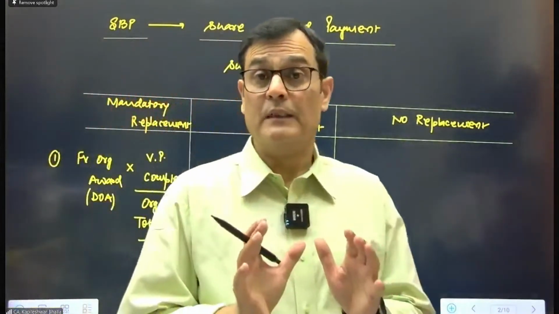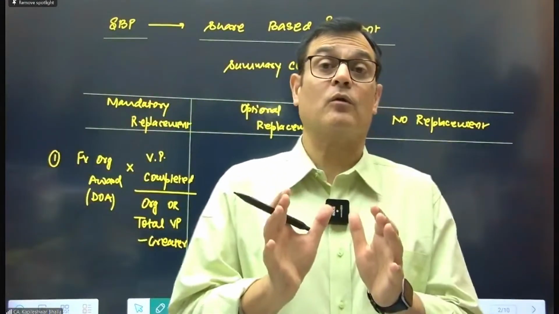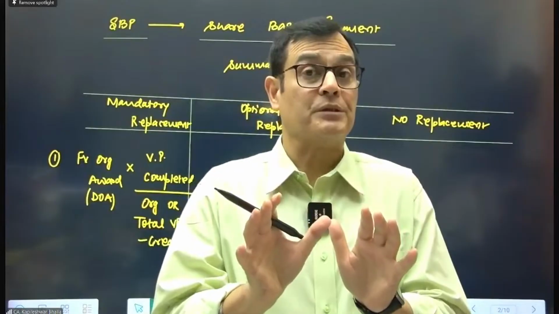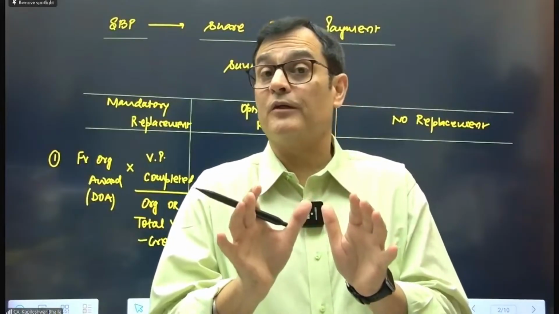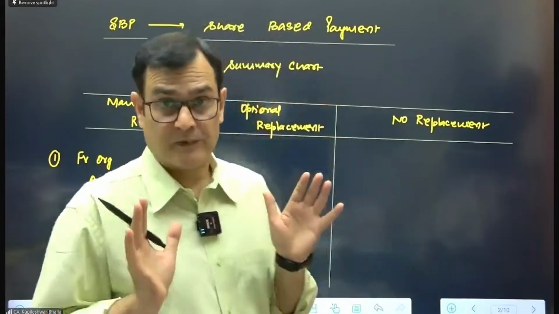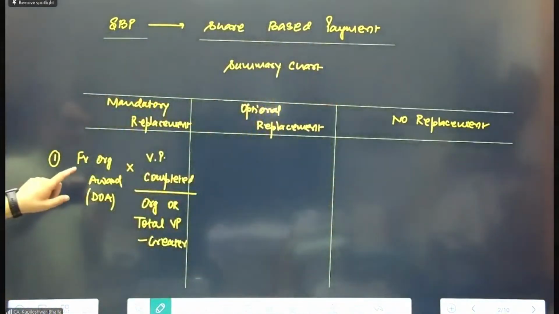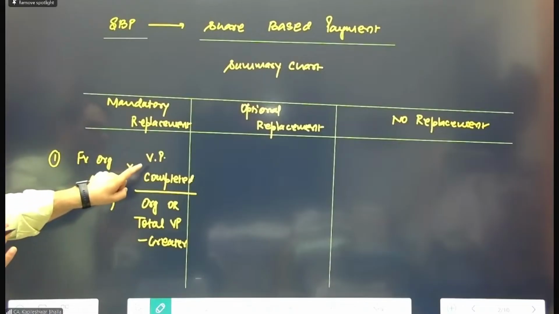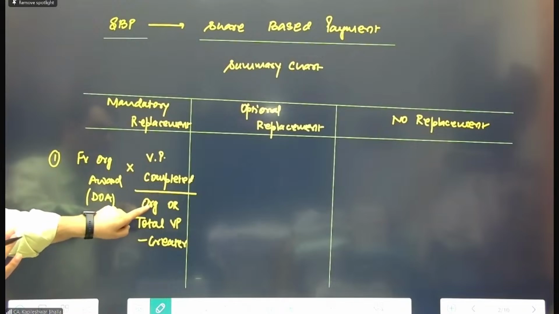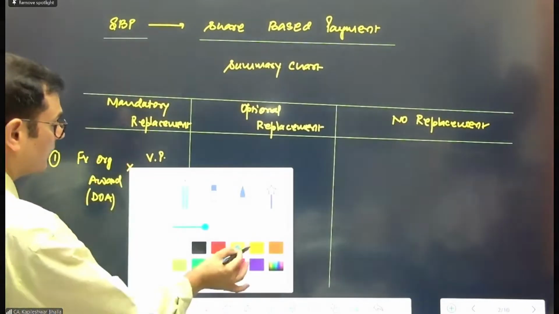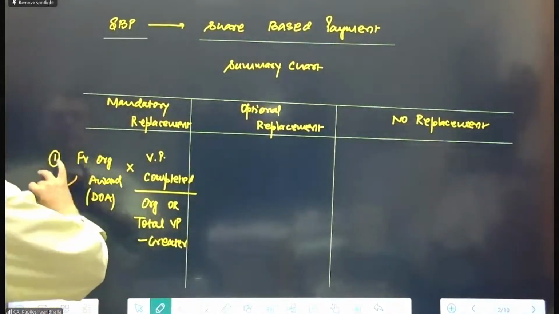I'm not giving you the logics at this stage. That all is dealt with in the detailed sessions. I am just reminding you of the key provisions. What is the proportion of the fair value to be captured as a part of the purchase consideration? We take the fair value of the original award on the acquisition date as a percentage of the vesting period completed upon the original or total, whichever is greater. So this proportion is a part of the purchase consideration.